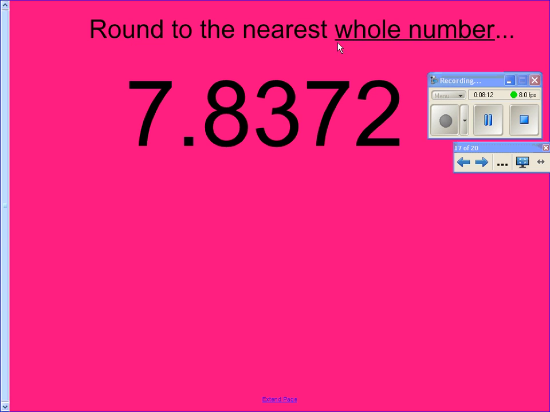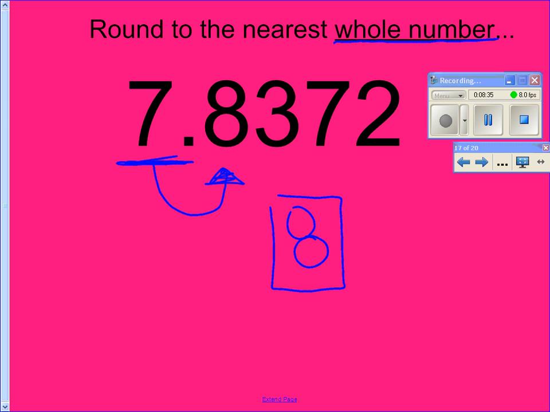Okay, it says round to the nearest whole number. The 7 is the whole number. Okay, the 7 looks to the right, and it's 8. 8 is greater than 5, so 8 tells the 7 to go up. So the answer is 8. Notice there's no decimal or anything else after the decimal because you just want your whole number, which means no decimals.